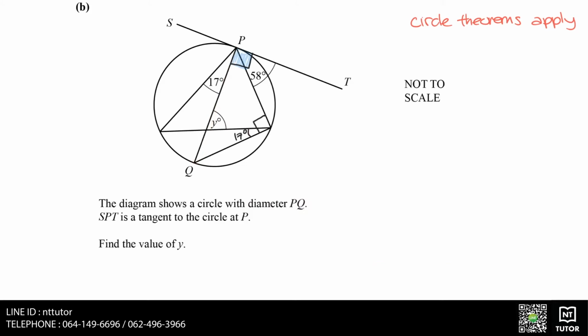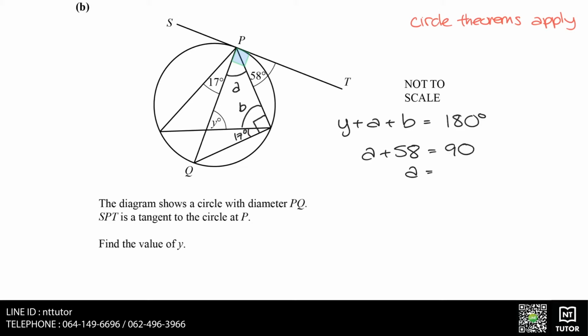degrees. So if this angle over here is equal to A, and this angle over here is equal to B, it forms a triangle with the angle Y that we are trying to find out. This means that Y plus A plus B must equal 180 degrees. And we can find out the value of A from the fact that the angle A plus the angle 58 is a right angle. Therefore, A plus 58 is equal to 90. So A equals 90 minus 58.